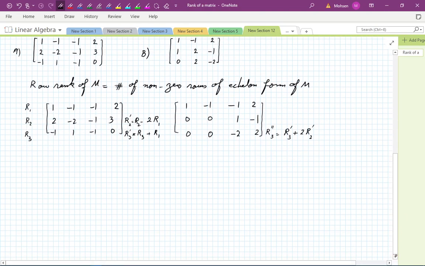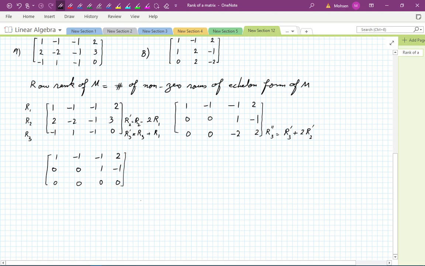What do I get? Well, what I get is 1 minus 1 minus 1 2, 0 0 1 minus 1, and of course the purpose of the last step is that we eliminate this entry, but accidentally the other one also eliminates.